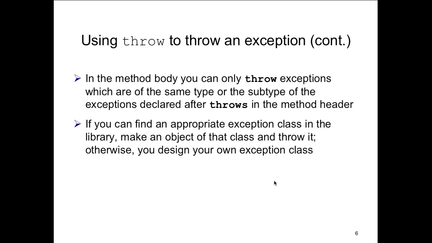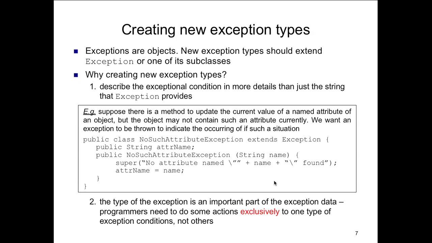If you can find an appropriate exception class in the library, make an object of that class and then throw it. Otherwise, you design your own exception class, and you can come up with your own exception class, no problem. Here's one example. You might imagine we're extending or inheriting from Exception. So you can create your own exceptions and then throw your own exceptions, which is kind of interesting. Exceptions are objects, as I mentioned before. New exception types should be extending Exception or one of its subclasses.